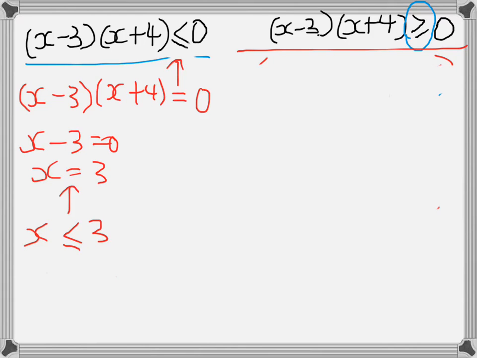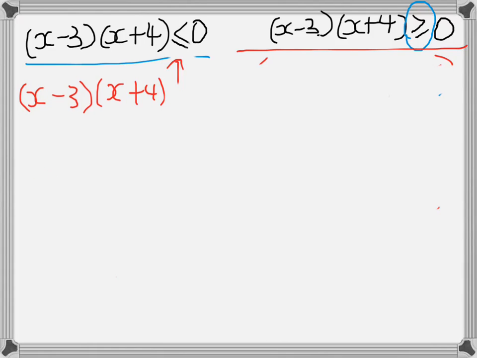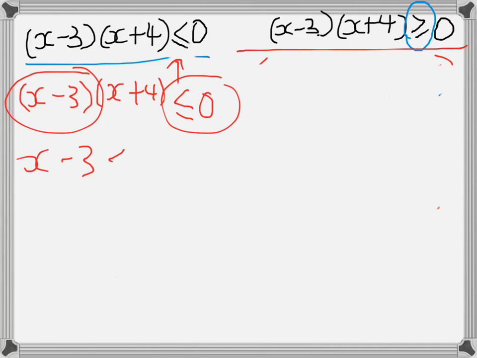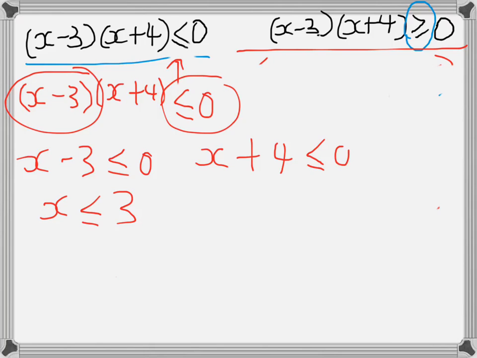Then the student changes the symbol back to smaller or equal to 3. This means you already have something wrong, because a lot of students straight away change the symbol like this. They take this one and this one, so x minus 3 is smaller or equal to 0, then x is smaller or equal to 3. Then x plus 4 is smaller or equal to 0, so x is smaller or equal to -4.